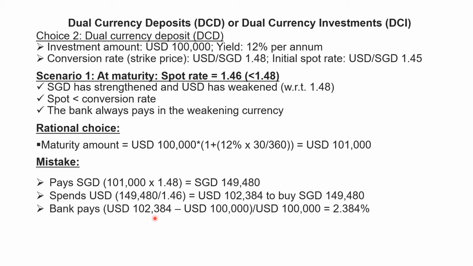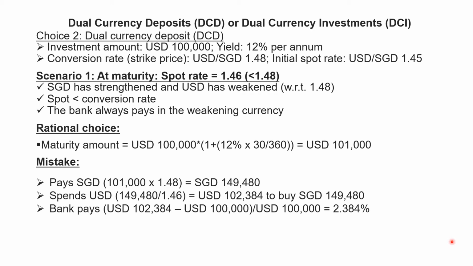And if you sell the Singapore dollar 149,480 received from the bank in the market immediately at 1.46, which is the spot rate, you will get US dollar 149,480 divided by 1.46, which is 102,384 US dollars. This will mean that the bank has paid you 2.384% interest for 1 month. And that will be pretty irrational for the bank because the bank promised you 1.1% for the month. No bank will pay beyond this 1% or the promised return. Basically, the bank will never pay you more than it promised.